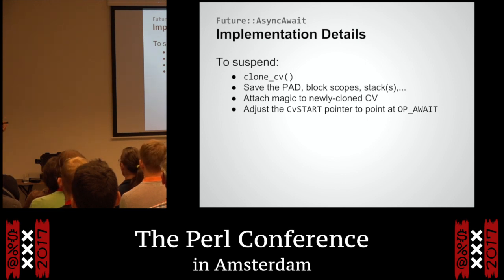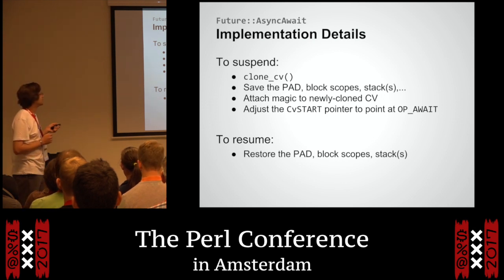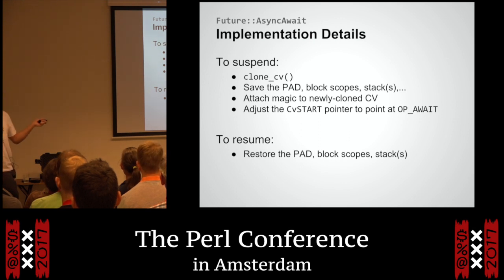And the op await wakes up, it inspects a bit of local state, and it says, I know I need to be resuming now. So all it does is it undoes all the previous steps. It says, okay, let's get the pad back, let's get all the block scopes back, let's restore the stack by first of all trashing what's on the stack. That's very important. I forgot to do that for a while and wondered why I was doing weird things. So you just kind of undo this thing, and then you carry on.